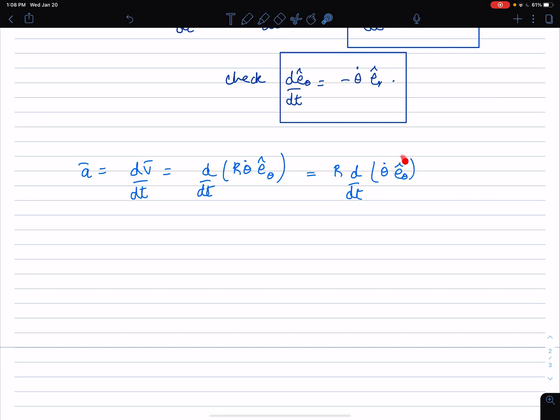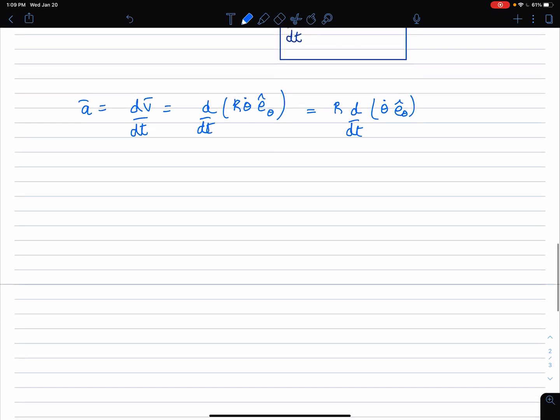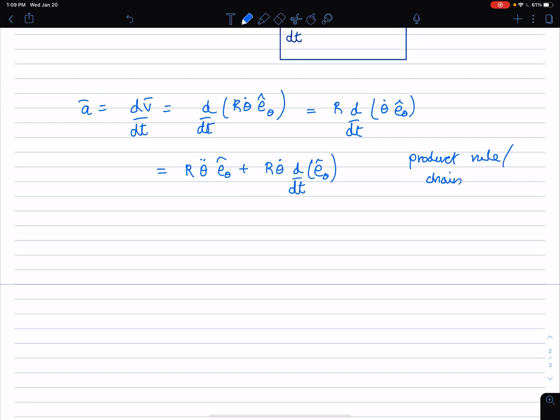Both theta dot and e theta can change in time. So although r is a constant, these two other variables can change in time. So we have r, derivative of theta dot is theta double dot, and then e theta, plus we have r theta dot d by dt of e theta. So this is product rule or chain rule. So chain rule is a general term that refers to all these things as special cases.